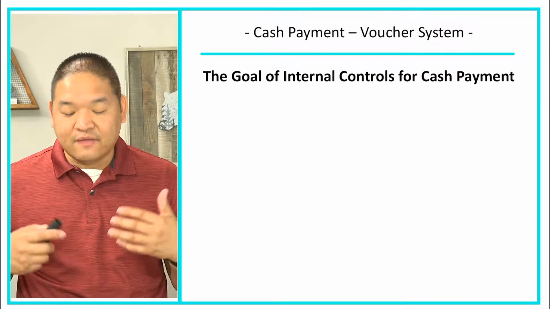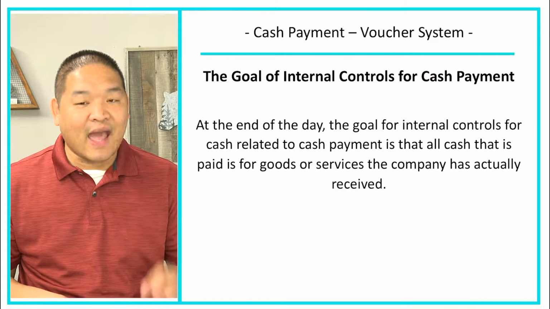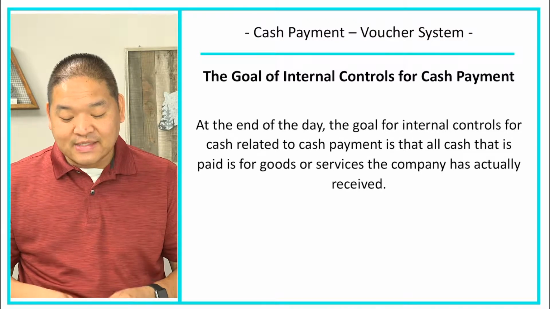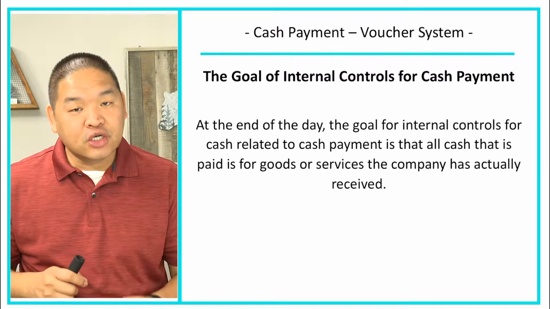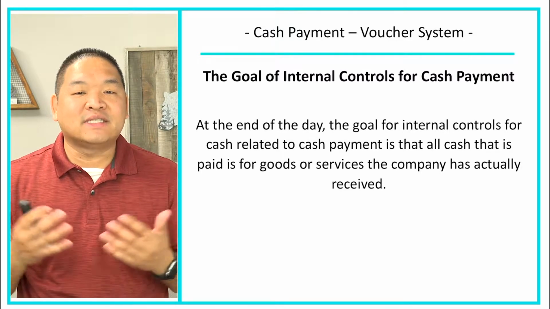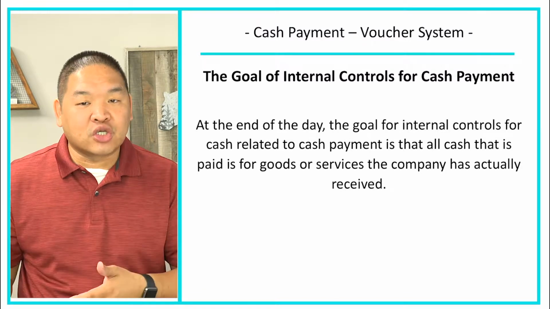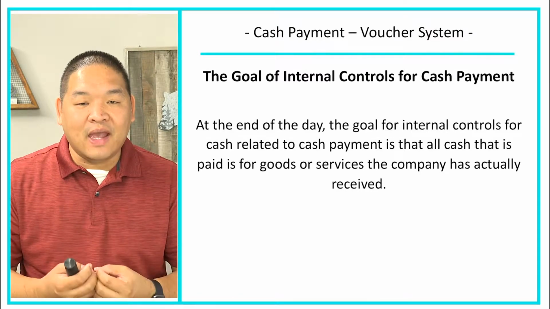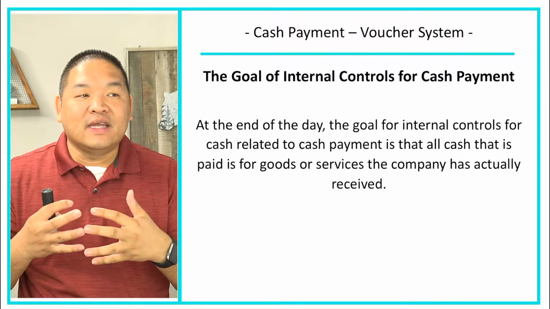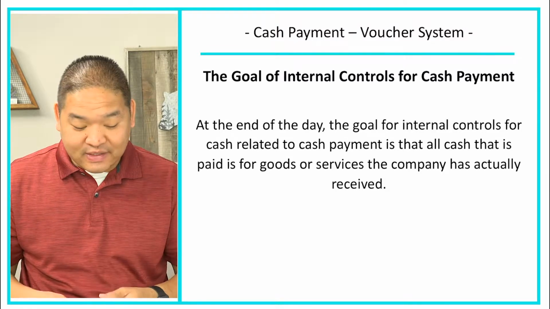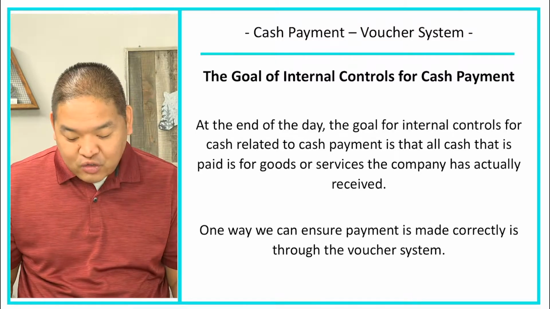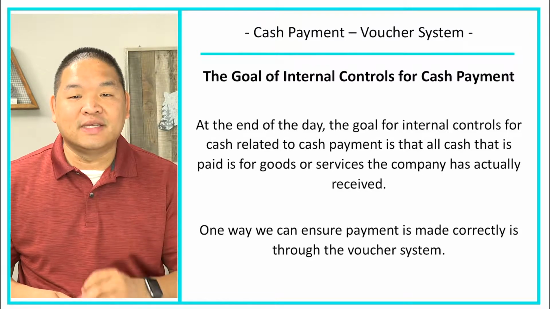Now, what's the goal of the internal controls for cash payment? Well, obviously at the end of the day, the goal for internal controls related to cash payments is that all cash that is paid is for goods or services that the company has actually received, right? We don't want to make payments if we haven't received anything, whether that's service or good. So we will only want to pay for things we've actually received in goods or actually received in services. One way we can ensure that payment is made correctly is using a system called the voucher system, and that's what we're going to show you in this lesson.